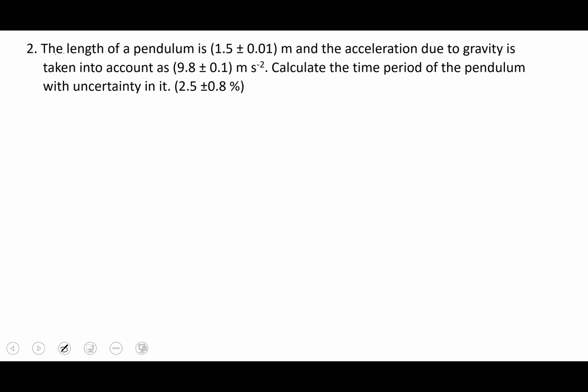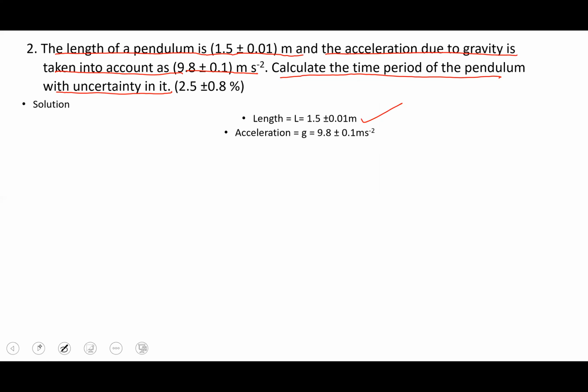Question number 2 says the length of a pendulum is 1.5 plus minus 0.01 meters, and the acceleration due to gravity is taken as 9.8 plus minus 0.1 meter per second square. Calculate the time period of a simple pendulum with the uncertainty in it. So first of all, the data given to us is length, which is 1.5 plus minus 0.01 meters, and acceleration, which has a value of 9.8 plus minus 0.1 meter per second square.